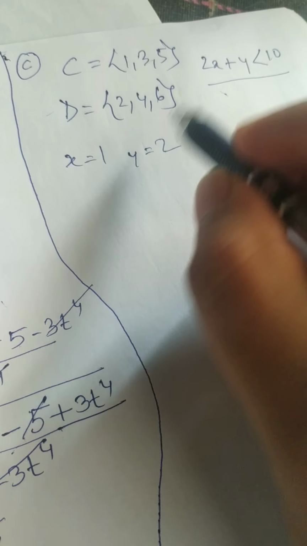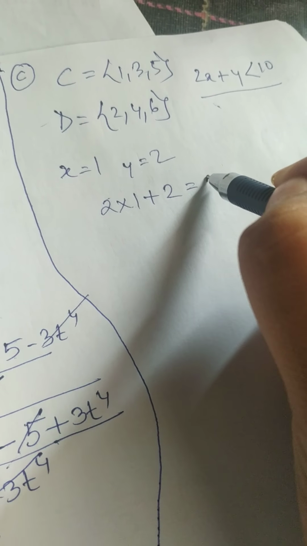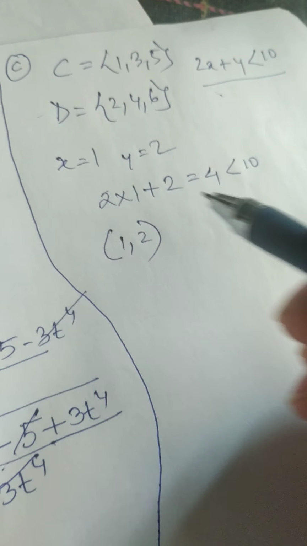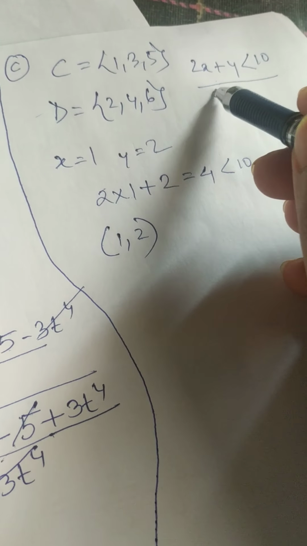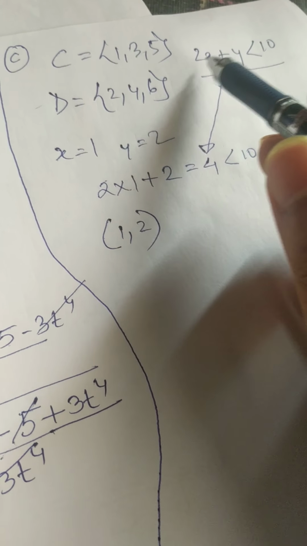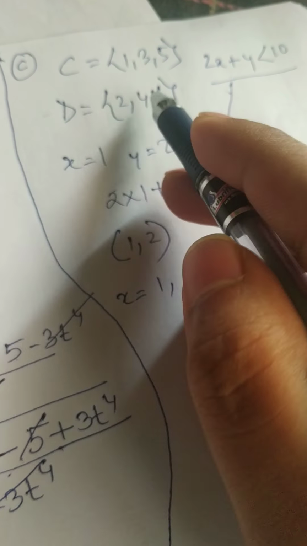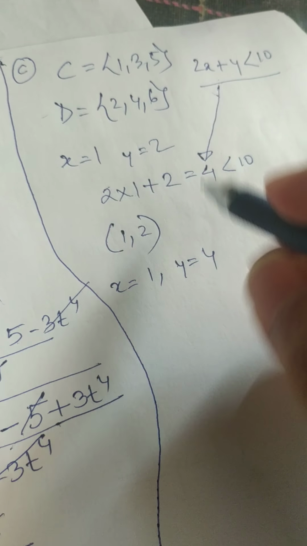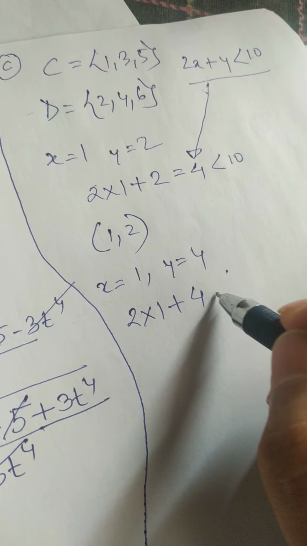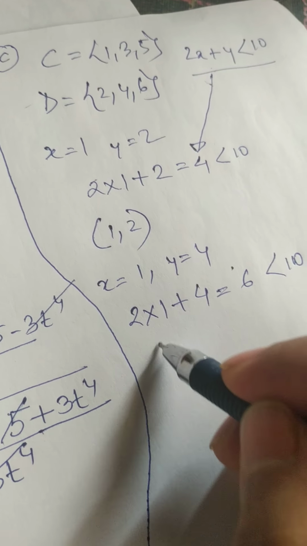From this relation we can write 2 into 1 plus 2. 2 into 1 is 2, 2 plus 2 is 4, which is less than 10. So we can say 1 and 2 is considerable. We are following this relation, 2x plus y. Similarly, if we consider x equals 1 and y equals 4, 2 into 1 plus 4 is equal to 6, and it is less than 10. So 1 and 4 is also considerable.